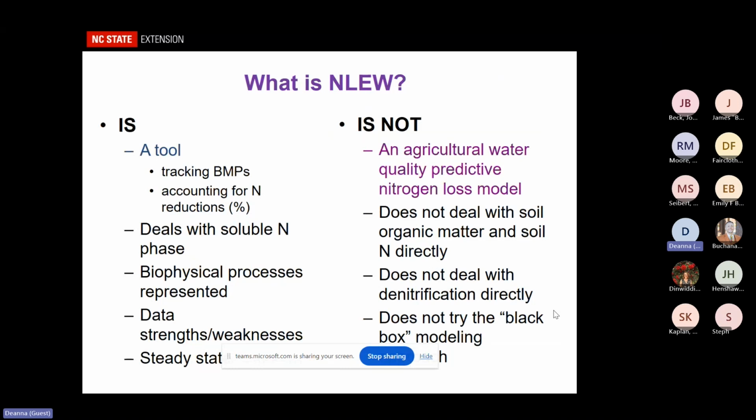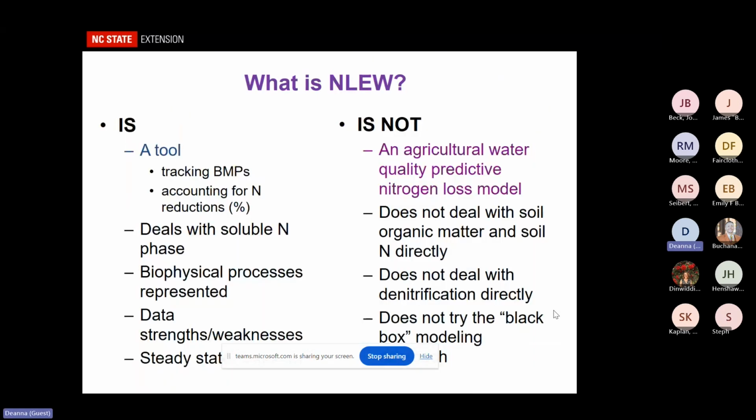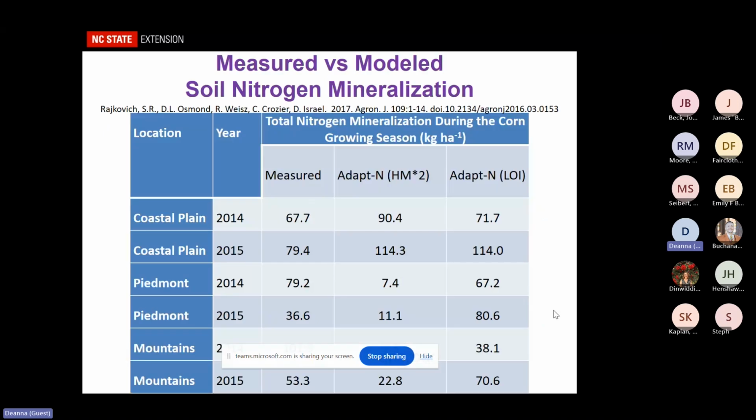And I'll tell you, you do not have time or resources to do that. So I just want to talk a little bit about, oh, I'm sorry, let me go back to this slide. It doesn't deal directly with soil organic matter mineralization. It doesn't deal with nitrogen denitrification, and we're not dealing with a black box. And I want to talk about why we're not dealing with soil organic matter mineralization.